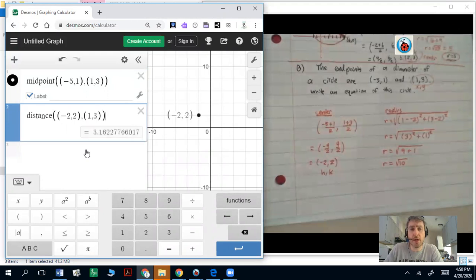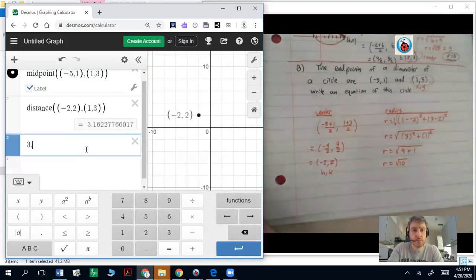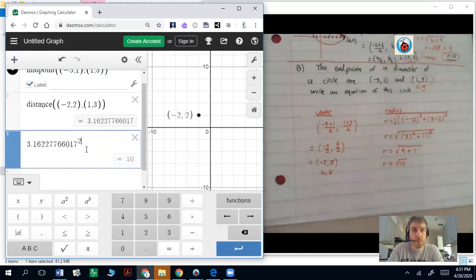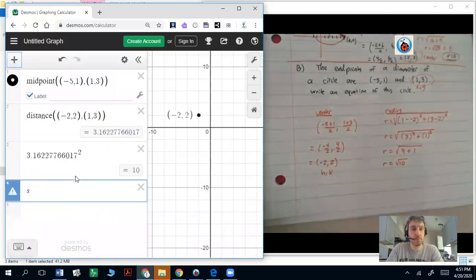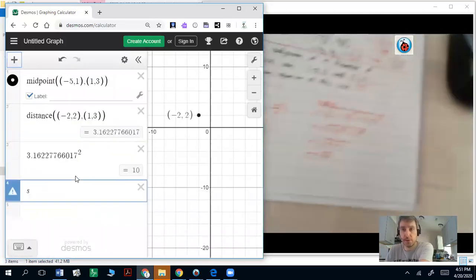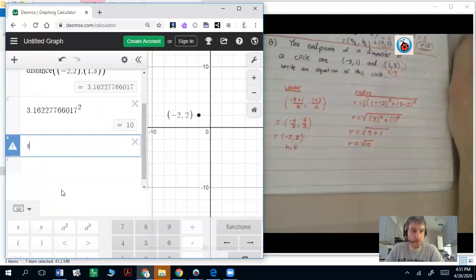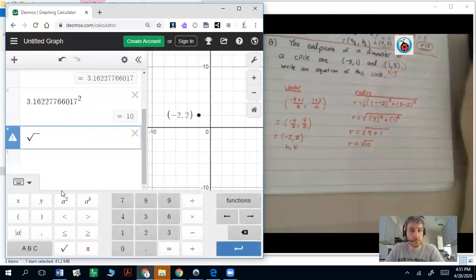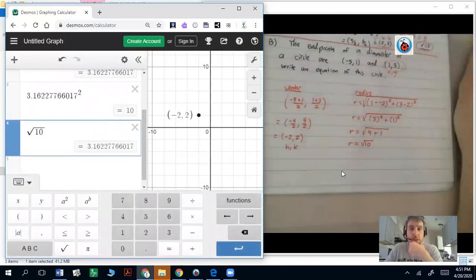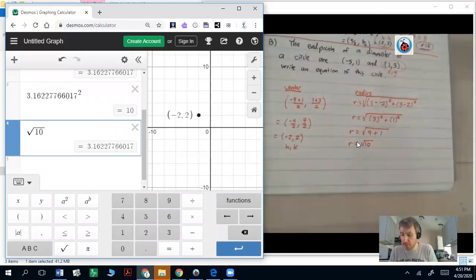And if I square that number, the number inside the square root is 10. So my radius is 3.1622, which is the square root of 10. As you can see, the square root of 10 is the radius. Now we'll plug it into our formula.